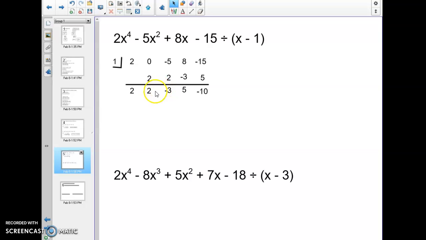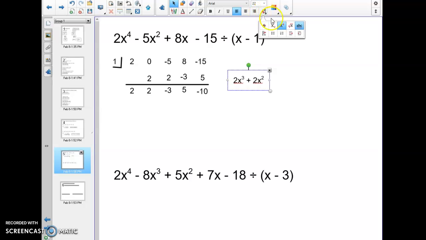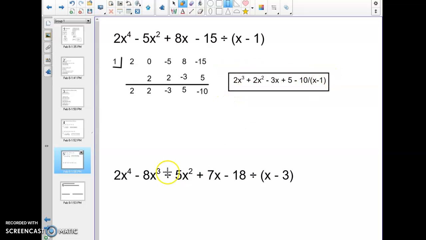Remainder, constant, x squared, x cubed. 2x cubed plus 2x squared minus 3x plus 5 minus 10 divided by x minus 1. And then finally, the last one here.